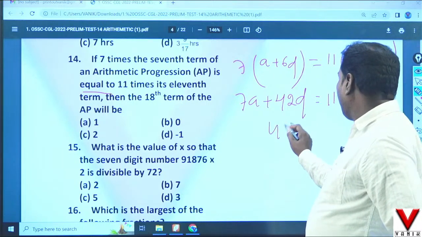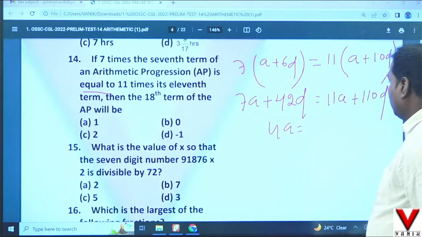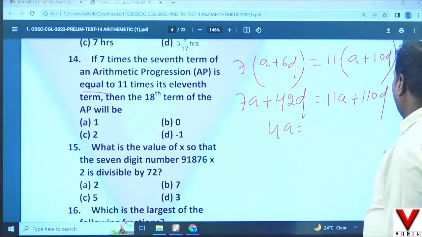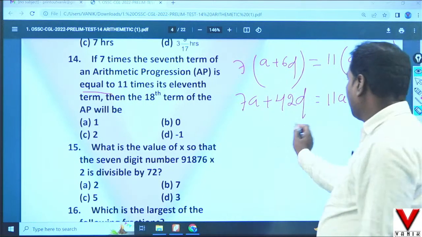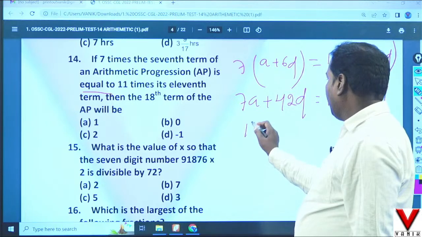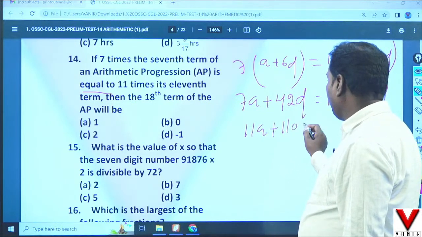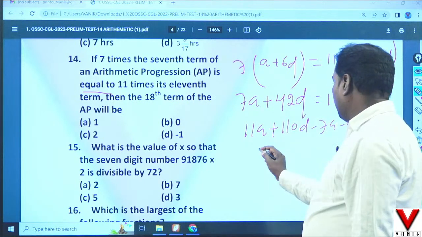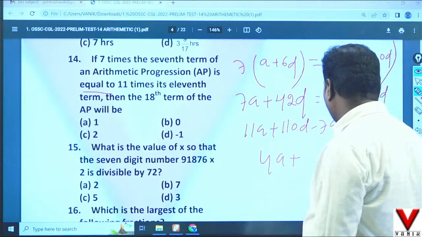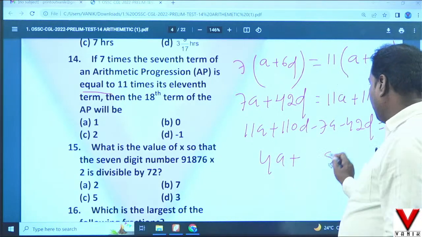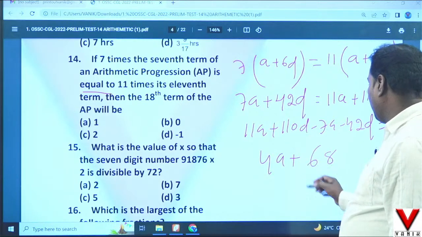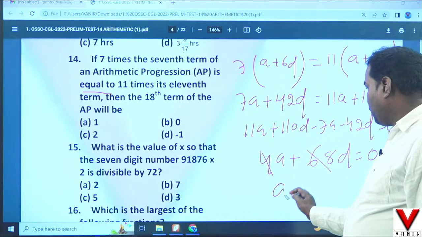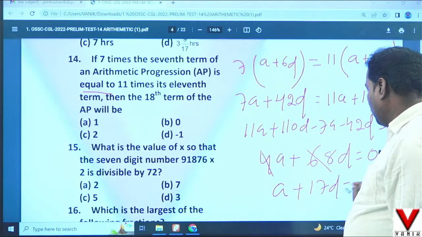That means 11A plus 110D minus 7A minus 42D is equal to 0. That means 4A plus 110 minus 42, 68D is equal to 0. If divided by 4, then A plus 17D is equal to 0.